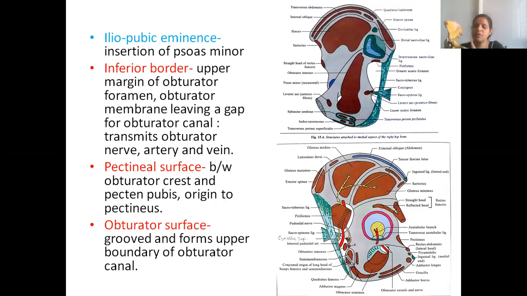Then the inferior border. I told you it is inside the obturator foramen where I kept my left thumb, this side. The obturator membrane leaves a gap. That means if you observe, the whole of the obturator foramen is not covered with the obturator membrane. Greenish is the membrane, but you still find some gap is there. Wherever you have a gap, it is for the passage of vessels and nerves. So what are the vessels and nerves you see there? The obturator nerve, same name.